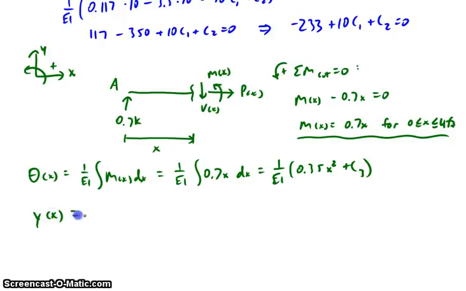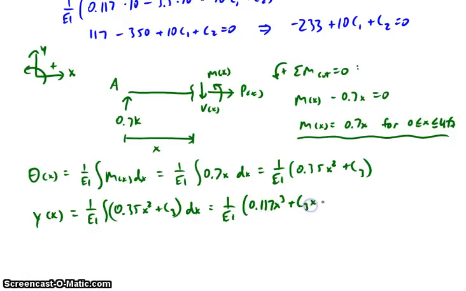The second integral is going to give us our y of x function, or our displacement function. That's going to be 1 over EI times the integral of 0.35x squared plus C3 with respect to x. So that will be 1 over EI times 0.117x cubed plus C3x plus C4. And again, these are both valid for 0 ≤ x ≤ 4 feet, just like our moment function was valid.